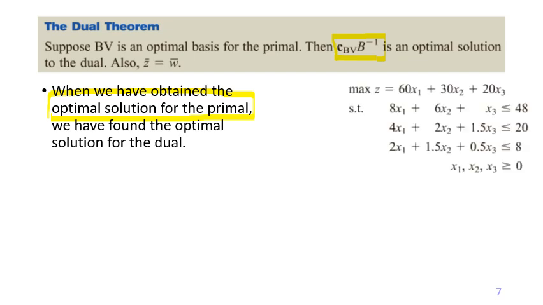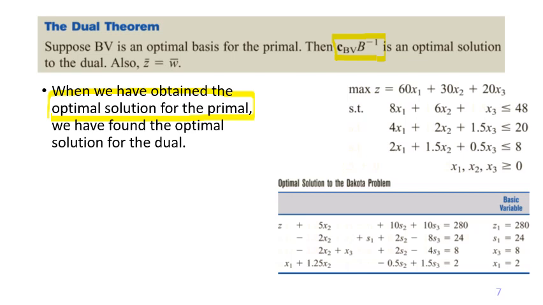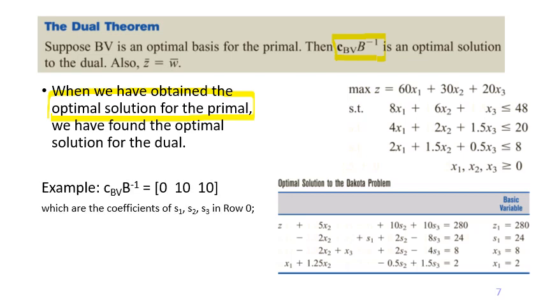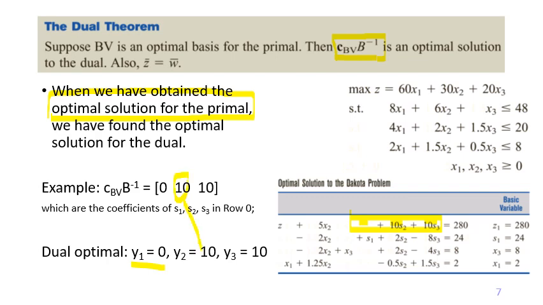So for example, this is the Dakota problem, and this is the optimal table for the Dakota problem. Remember that we may read the CBVB inverse from the coefficients of the slack variables in row 0 of the optimal table. Here we have 0 as s1, 10 as s2, 10 as s3. In other words, the optimal solution for the dual is y1 equals 0, y2 equals 10, and y3 equals 10 as well.